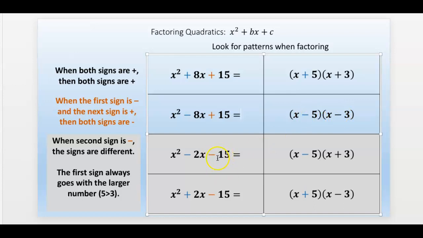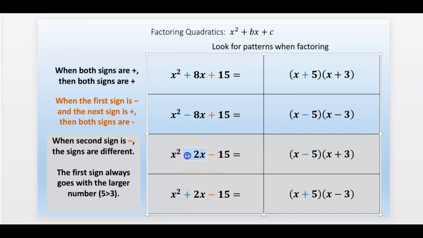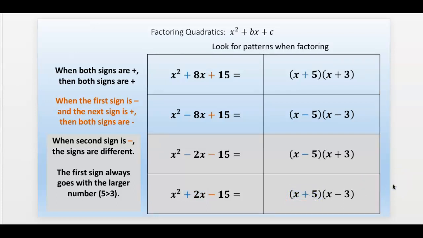Let's look down at this one again. Negative 15. That means the signs are different. And this says negative 2x right there. So this negative has to go with the 5 because 5 is bigger than 3. And down here where it's plus 2, that plus sign has to go with the 5, plus 5. That's a lot to accept right now, guys. It's okay.